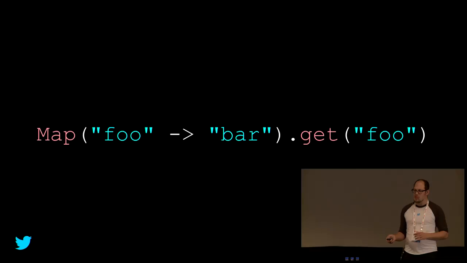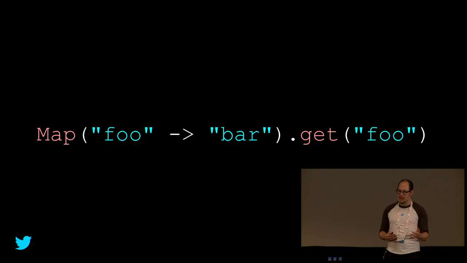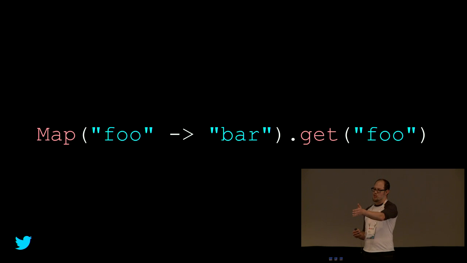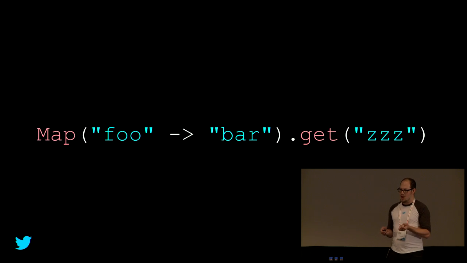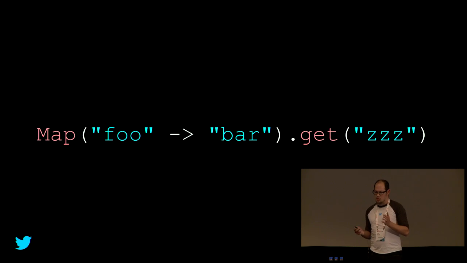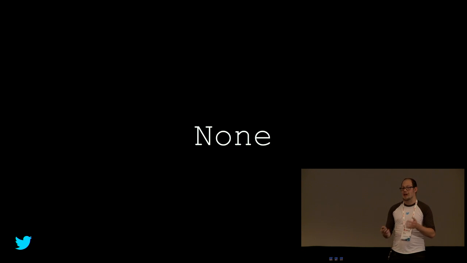So here we have the map we had before of foo to bar, and then we call get on the map, which is how we retrieve a key. So we want to get the value for foo. Because maps return options, we don't just get bar back, we get a Some of bar. This tells us that there was something in the box. But if we were to do get on a key that wasn't there, normally this would be a null pointer exception and your program would throw the exception. But here instead we get back a None.